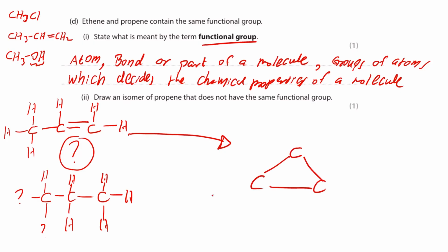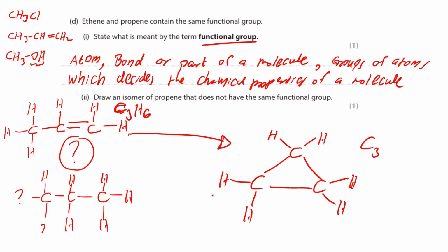Carbon should have 4 bonds, so I'm just making cyclopropane. Each carbon has 2 bonds already; you put 2 more. Now we have C3H6. This is also C3H6, and this is also C3H6. Remember, alkenes and cycloalkanes both have the same general formula. So if they say draw an isomer of an alkene without a double bond, you have to go for a cycloalkane. This is our answer. Cyclopropane is our answer.